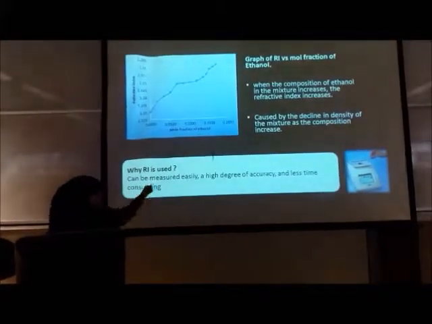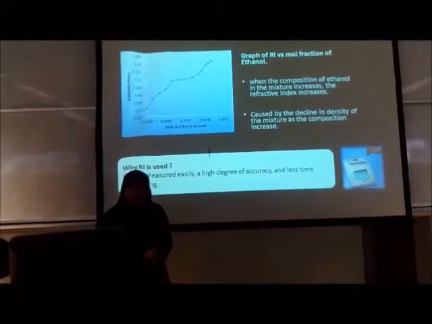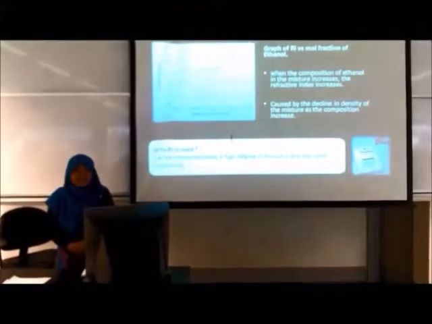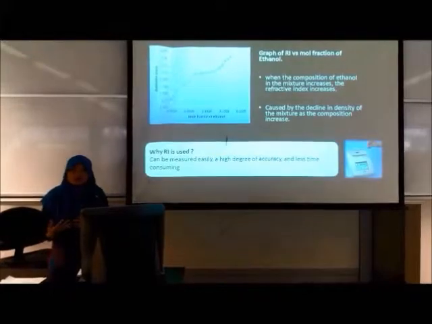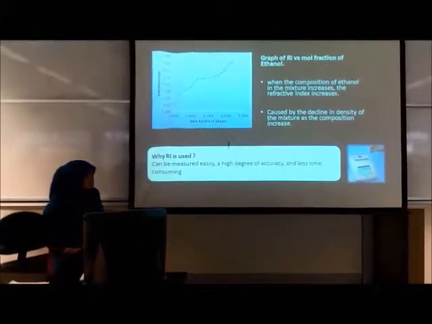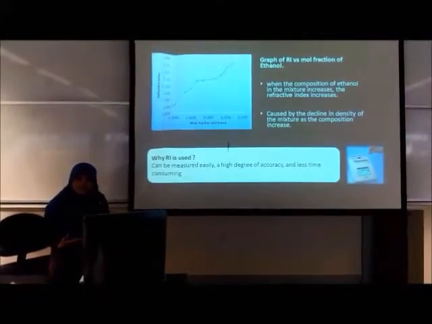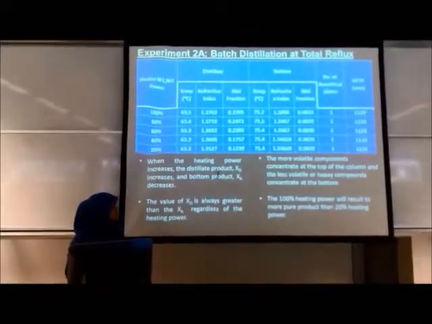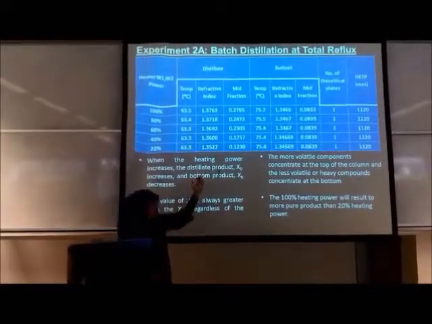So what is RI, or refractive index? Refractive index is a physical property of the liquid. So why don't we use another physical property such as density or viscosity? This is because refractive index is easy to measure with a high degree of accuracy, and the most important thing is it is less time consuming.